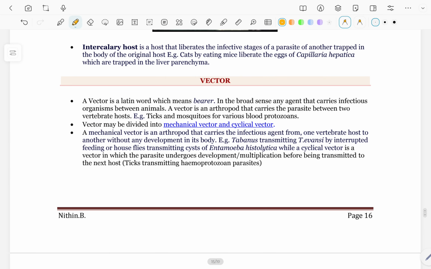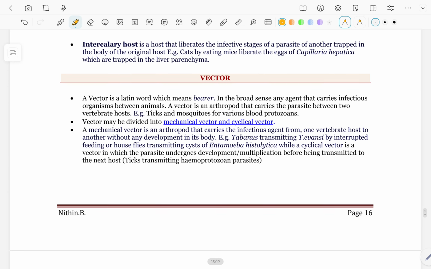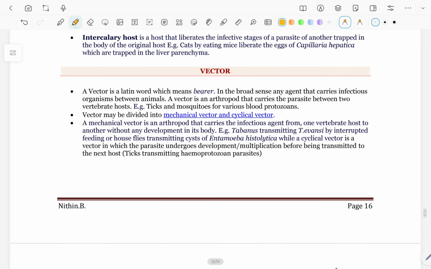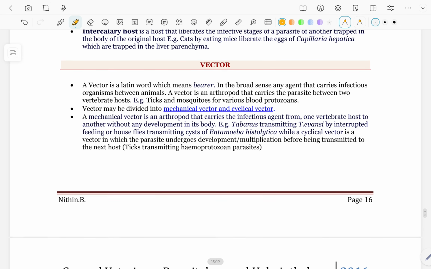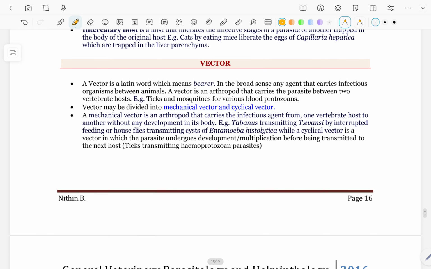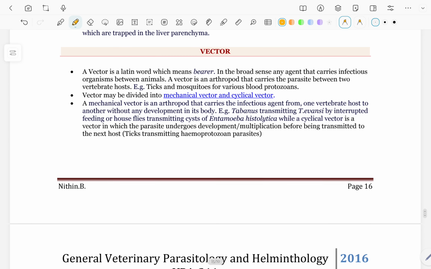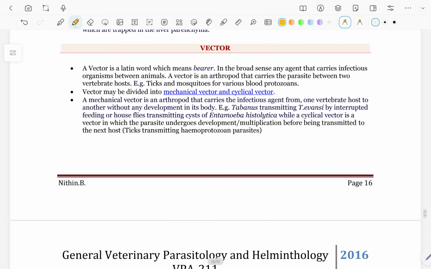Vector. Vector is a Latin word which means barrier or, in the broad sense, any agent that carries infectious organisms between animals. A vector is an arthropod that carries the parasite between two vertebrate hosts. Example: ticks and mosquitoes of various blood protozoa. Vectors may be divided into mechanical vectors and cyclical vectors.